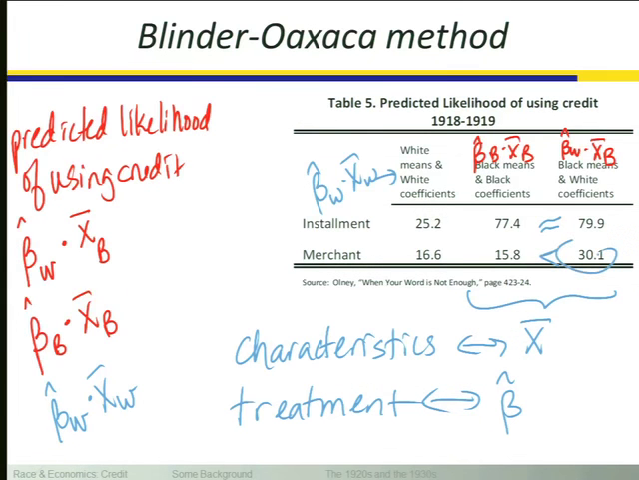The black families are using merchant credit much less often because of being black. Not because of lower income, not because of lower wealth, not because of the difference in age, but entirely because the black families are being treated differently than the white families.